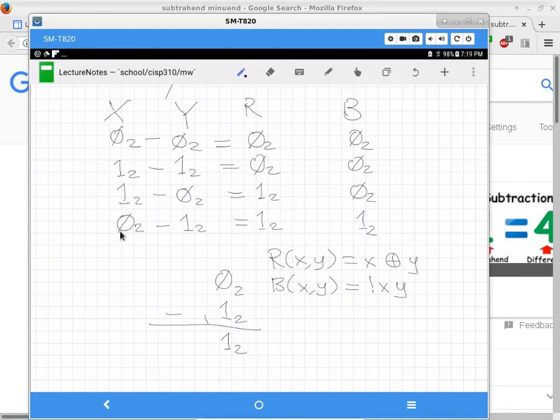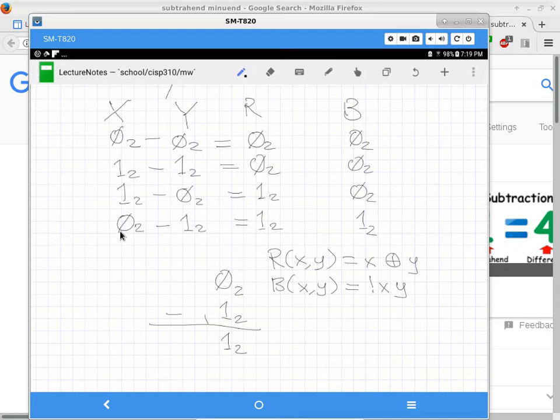But the profound part of this part of the discussion is, even though the table itself, your x, y, r, b, that table is from the arithmetic perspective, the function that we're defining, r and b, are using only logical operators. Which means by using logic gates, now we have a way to implement subtraction, at least a simple subtraction. Is that okay? All right.